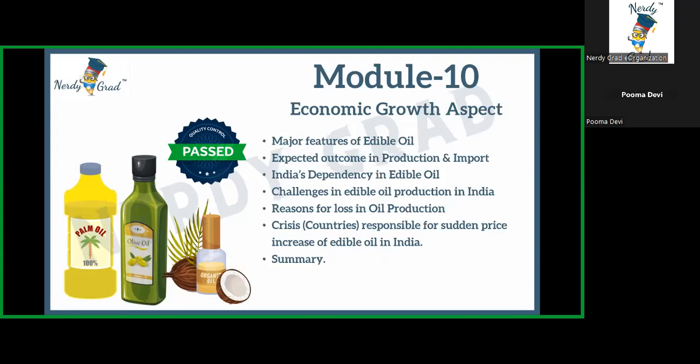Module 10. It is about economic growth aspect. This includes major features of edible oil, expected outcome in production and import, India's dependency in edible oil, challenges in edible oil production in India, reasons for loss in oil production, crises responsible for sudden price increase in the edible oil in India, summary.